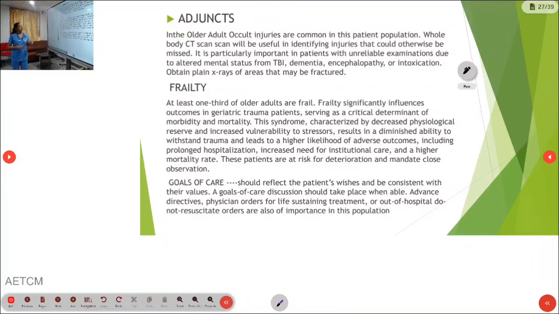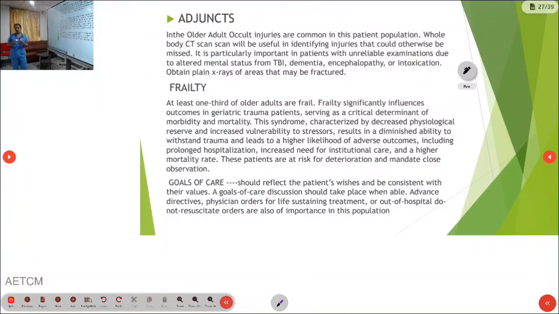Then frailty: one third of older people are frail. They determine the frailty index, as already mentioned. By determining the index, we can critically determine the morbidity and mortality of elderly people. This syndrome will decrease physiological reserve, increase vulnerability to stressors, and result in diminished ability to withstand trauma, and a higher likelihood of adverse outcomes, including prolonged hospitalization, increased need for institutional care and higher mortality rate.